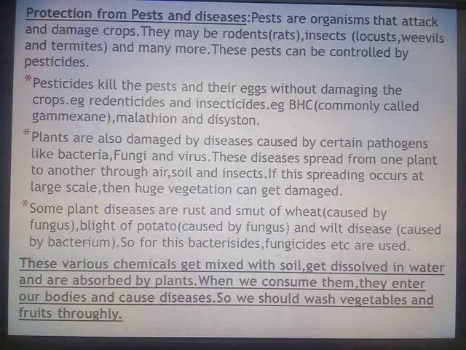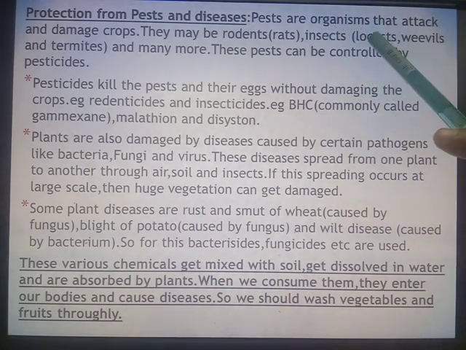Protection from pests and diseases. Now we have discussed, or you can say we have studied, the protection from weeds. One was mechanical, one was chemical, and the third was biological. But the crop needs to be protected from pests as well as crop diseases. Now we will discuss this.